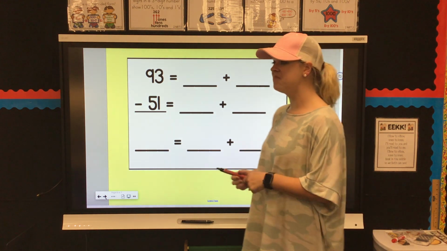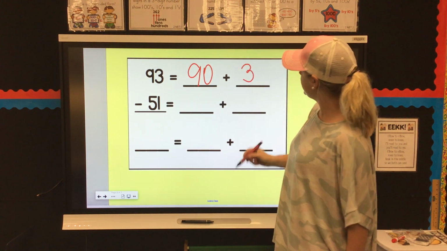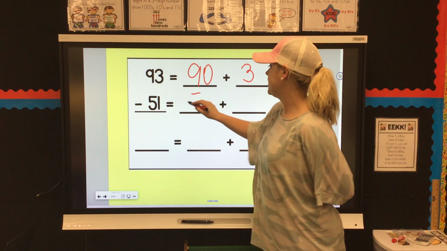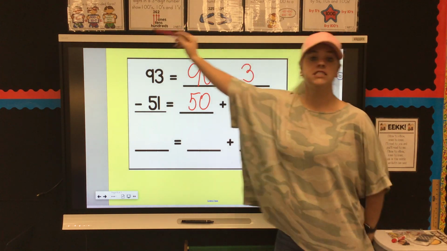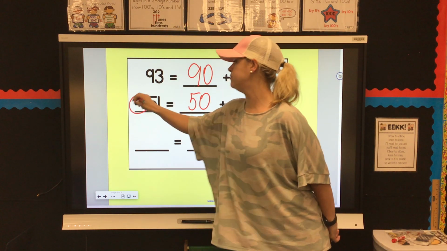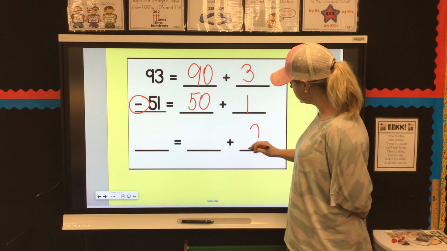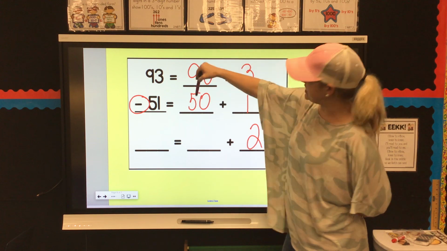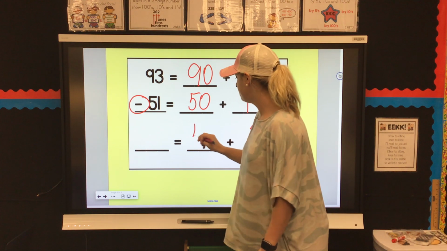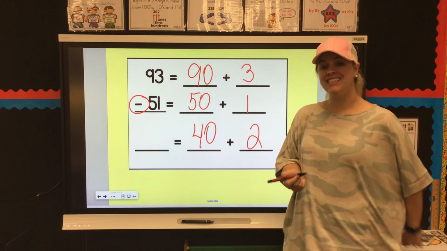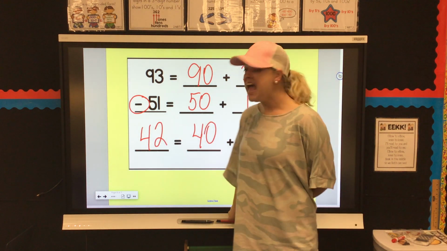All right, here we go. 93 is the same thing as 90 plus 3. 51 is the same thing as 50 plus 1. Now, we subtract, remember, subtraction, and we start in the ones. 3 minus 1 equals 2, and 90 minus 50 equals 40. Good job. 40 plus 2 is the same thing as 42. Very good job, guys.